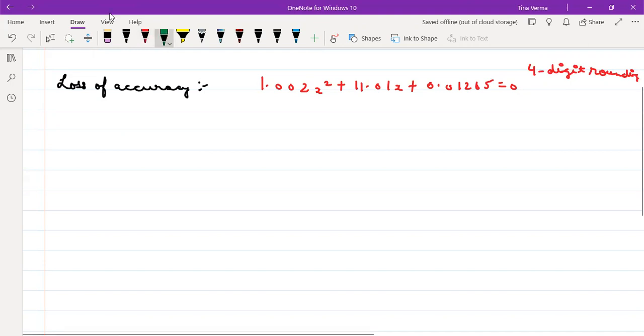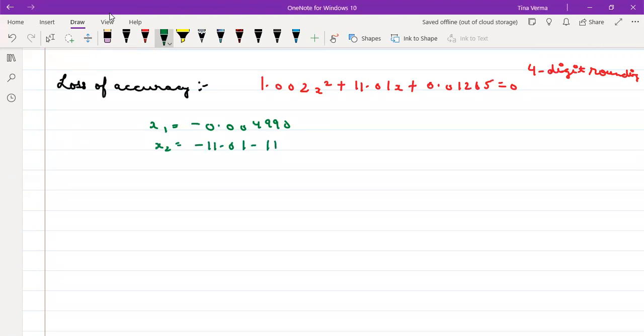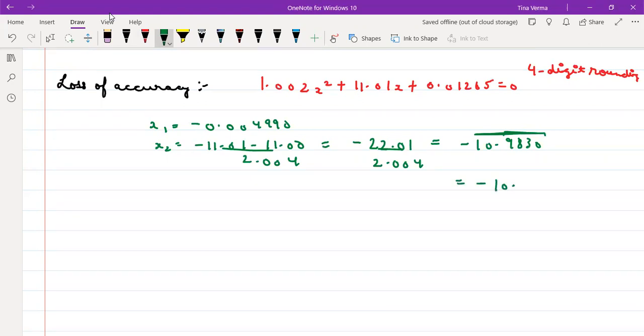Then we evaluated one of its roots, x1, which came out to be minus 0.004990. And if you calculate x2, it will be minus 11.01 minus 11.00 divided by 2.004. When you do the subtraction, this comes out to be 22.01 divided by 2.004, which is minus 10.9830. When we round this number to 4 digits, it becomes minus 10.98. So this is the 4-digit rounding, right?